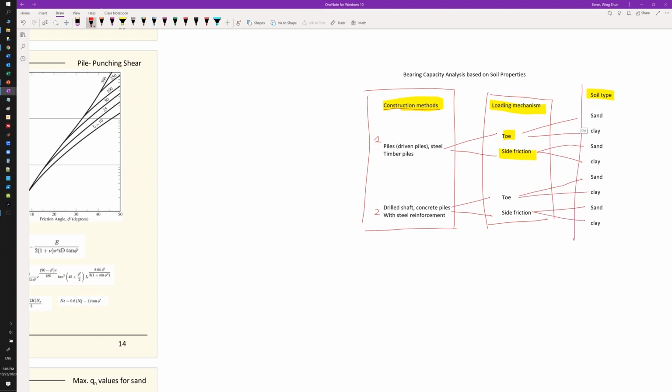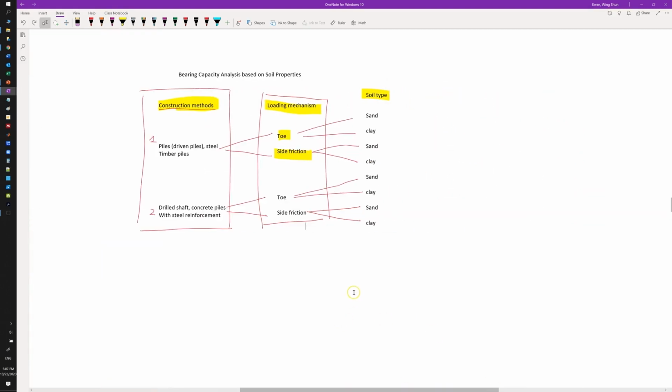This is the soil type. And the soil type also dictates the drainage conditions, especially when we deal with the side friction. For sand, because the pore water will drain out quickly, this can be done with an effective stress analysis. You can do the effective approach, versus the clay, where you will need to work on the total stress approach.